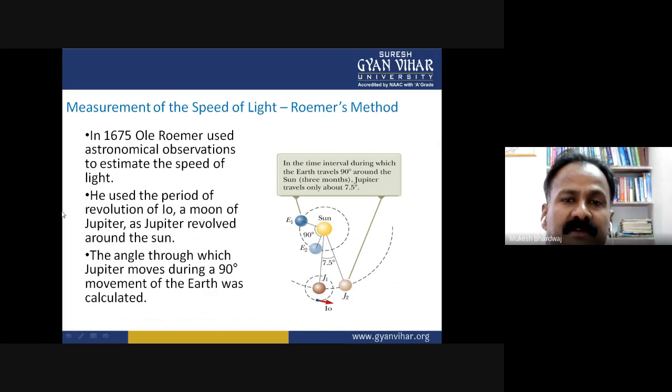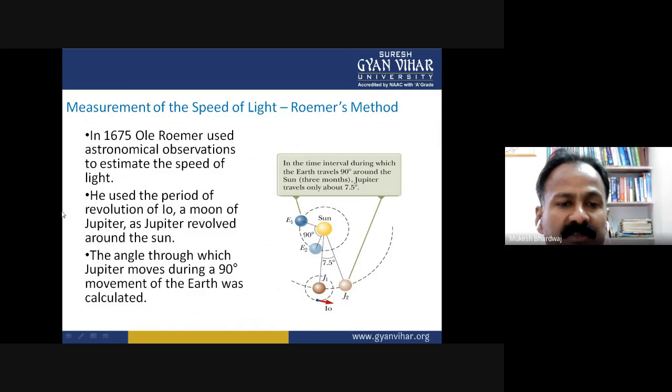Measurement of the speed of light. Römer's method. In 1675, Ole Römer used astronomical observations to estimate the speed of the light. He used the period of revolution of a moon of Jupiter as Jupiter revolved around the sun.